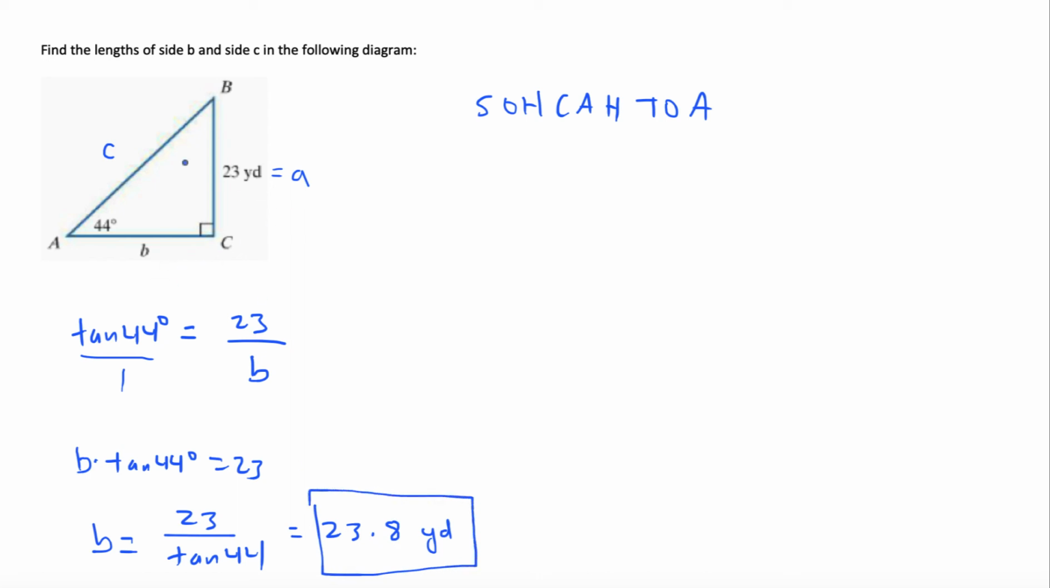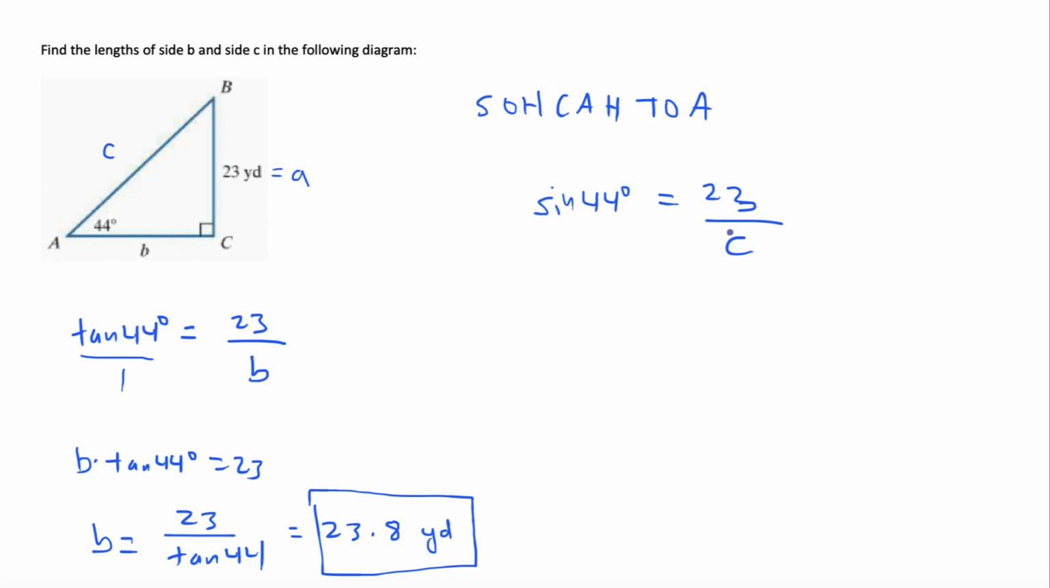What trig ratio are we going to use to find C? Right now, in relation to 44 degrees, we know the opposite side and the hypotenuse, right? So if you have opposite and hypotenuse, that'll be the sine. So in order to find C with the given information here, we'll set up the sine of 44 degrees. Right? The sine of 44 degrees is equal to the opposite side, which is 23, divided by the hypotenuse, which is C in this case.